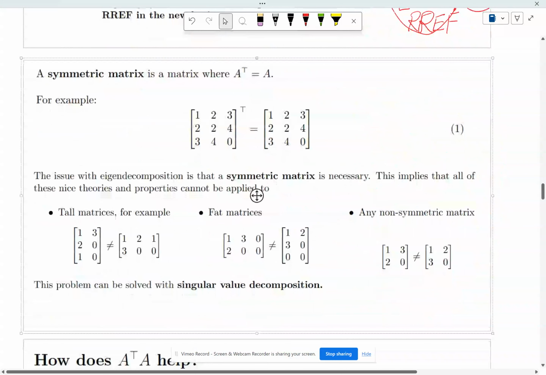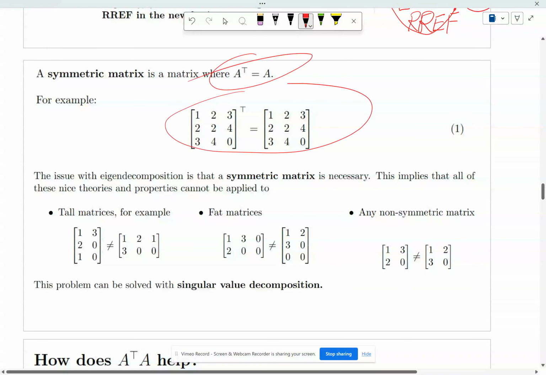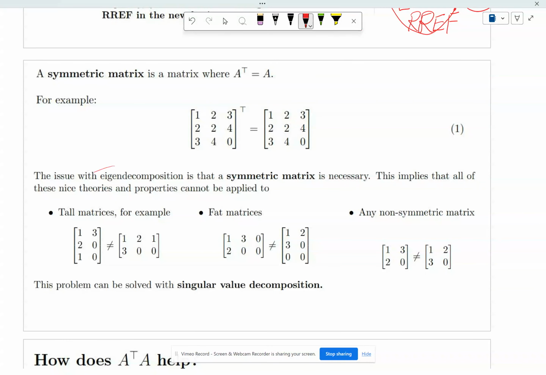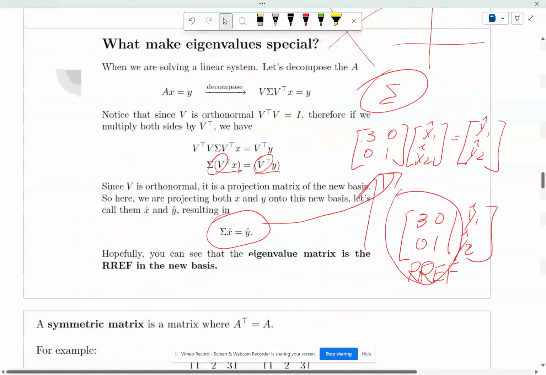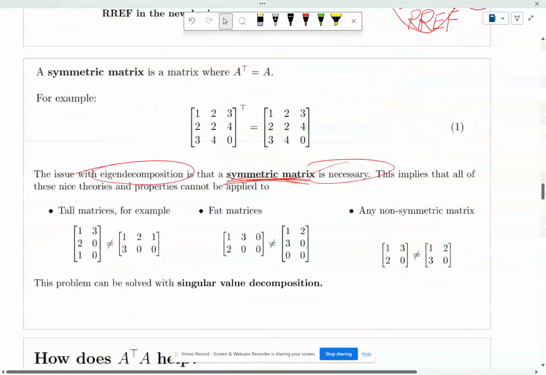Now, we talked about when a matrix is symmetric, which is like this. You flip it and it's still the same thing. The biggest issue with eigendecomposition is that a symmetric matrix is necessary. You have to have a symmetric matrix, or else you can't do a decomposition. We essentially showed you that if we can do a decomposition, it makes life so much easier in so many ways, and there are so many special theorems that can help you solve your problem.